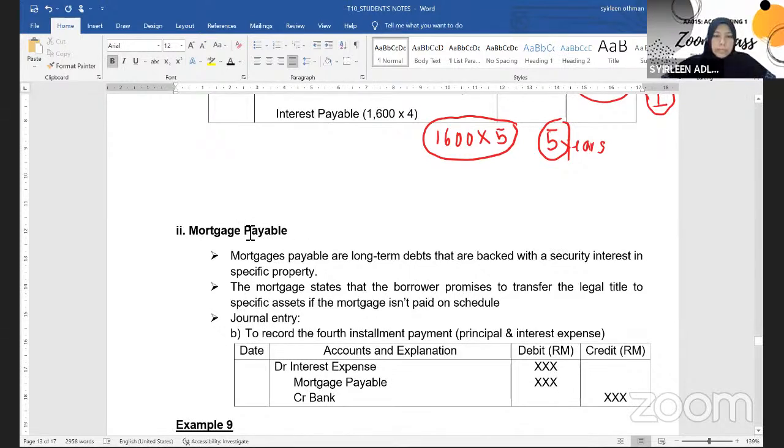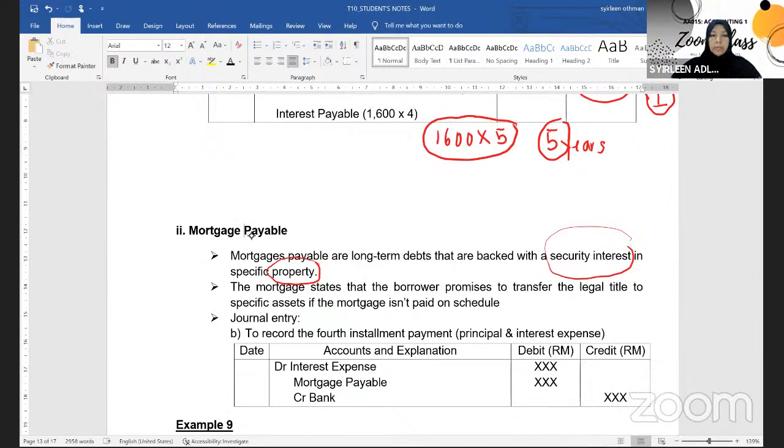Okay, so mortgage payable is actually a long-term debt also, the same, but it must have collateral or backup, with a security interest in specific property. So that means you have to pledge or secure some asset as collateral before I can borrow the money.